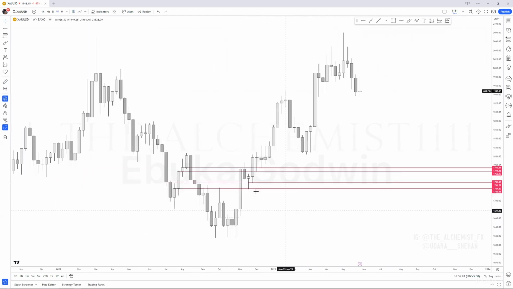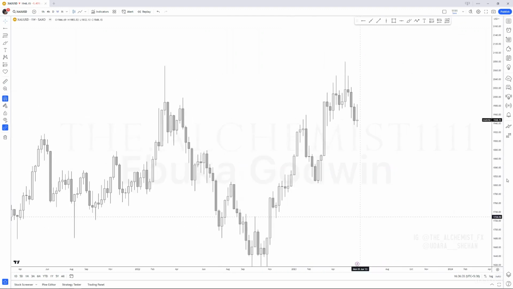Can you see the precision? Look at that, buy, buy, buy, buy. Okay, so very precise if you understand it well. If you understand it well, it is very, very precise.